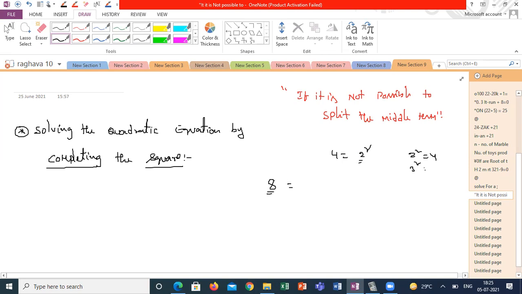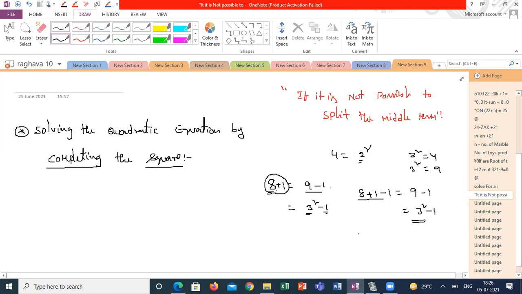2 square is 4, 3 square is 9. So I can write 8 as 9 minus 1, so 3 square minus 1. So I can write one perfect square minus some value. That means if I add plus 1, then the whole expression can become a perfect square. But if I add plus 1, the value of the expression is changing. That's the reason for adding 1 and subtracting 1. So I get 9, and 9 can be written as a perfect square.